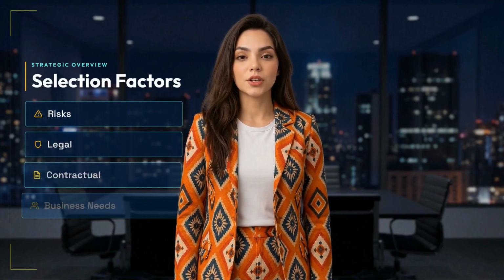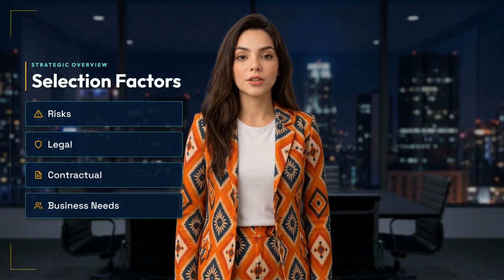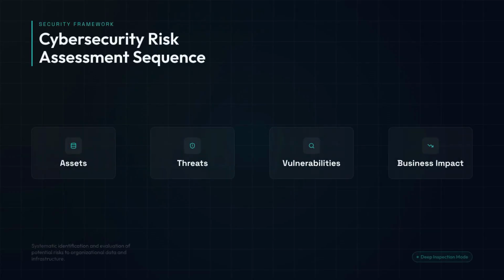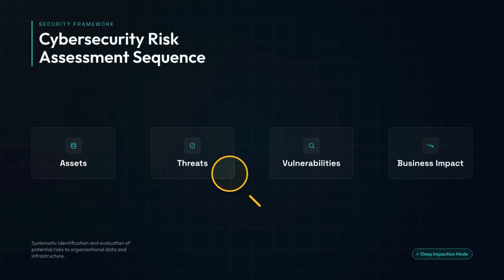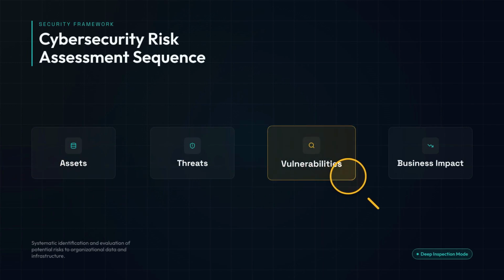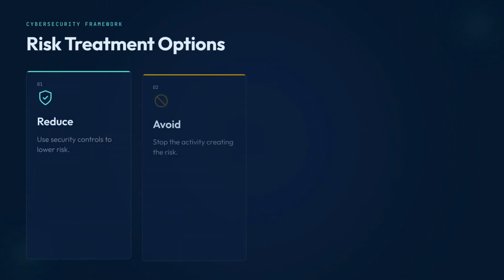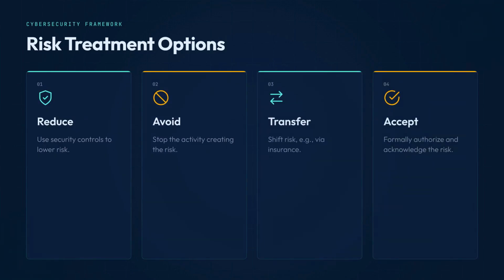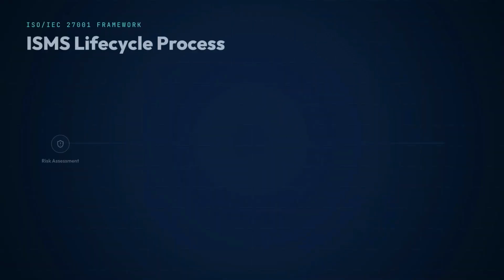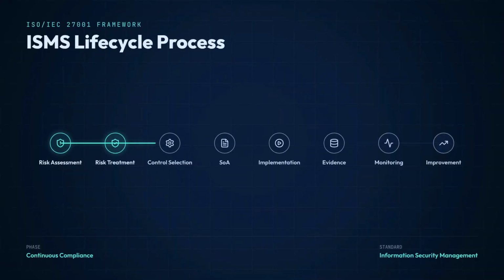Control selection should be based on your risks, legal and regulatory requirements, contractual obligations, business needs, and your organization's specific context. First, you identify your assets, threats, and vulnerabilities. You then assess the likelihood and impact of each risk to determine how to proceed. A risk may be reduced by controls, avoided by stopping the activity, transferred through insurance, or accepted by an authorized risk owner. The complete flow is risk assessment to treatment, control selection, the statement of applicability, implementation, evidence gathering, and finally, monitoring and improvement.